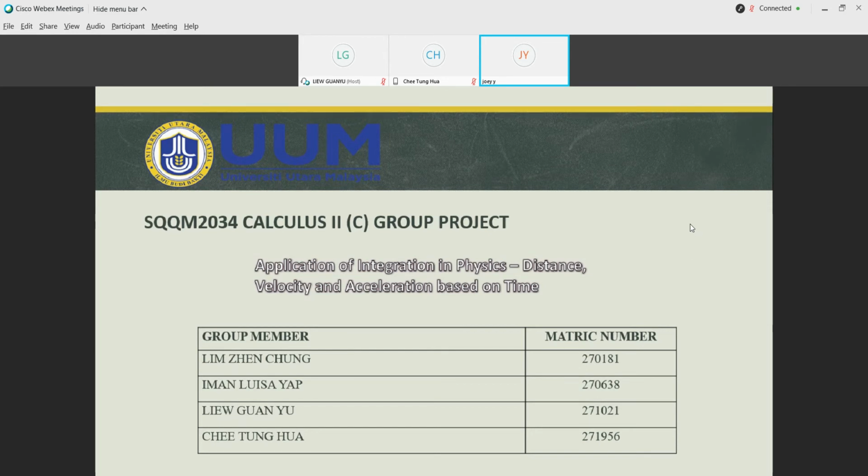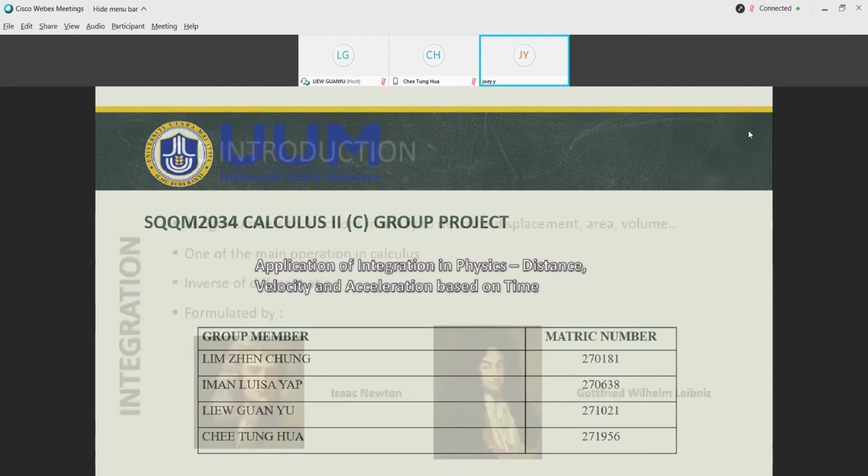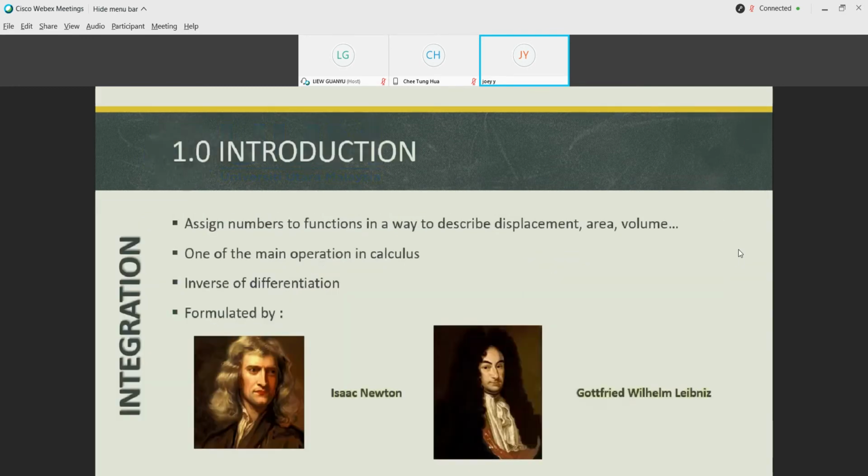Let me give an introduction on our chosen topic, application of integration in physics. Integration assigns numbers to functions in a way to describe displacement, area, volume, and many more. It is one of the main operations in calculus. Integration is the inverse of differentiation. The principle of integration is formulated by Isaac Newton and Gottfried Wilhelm Leibniz.